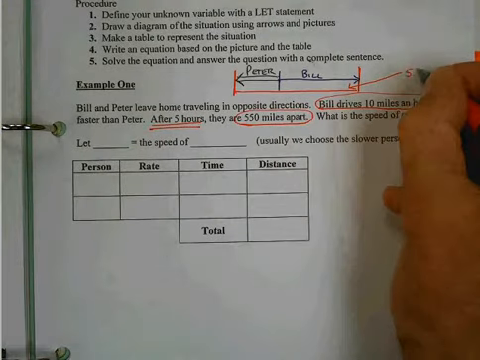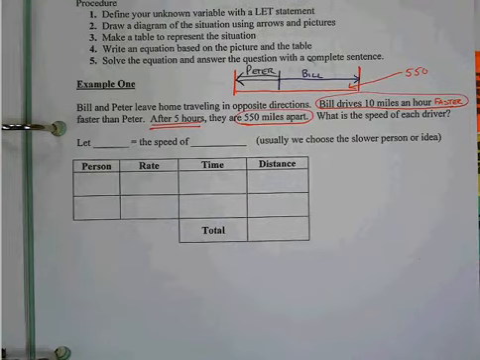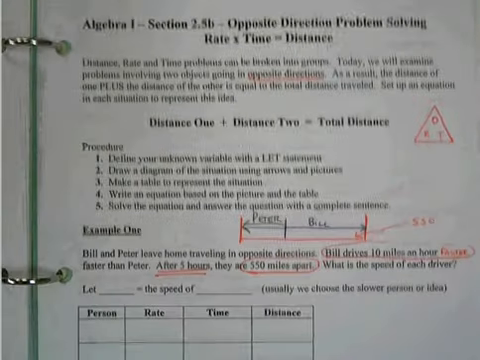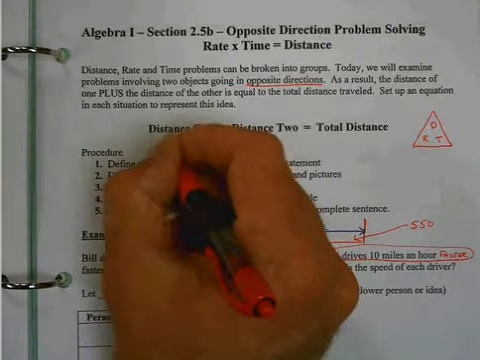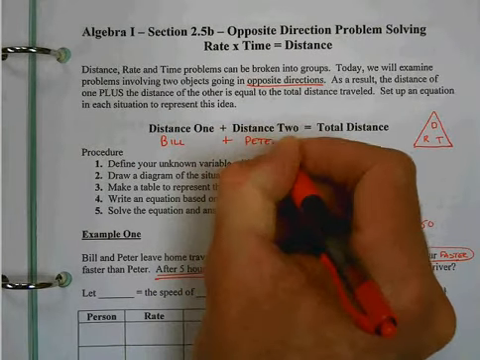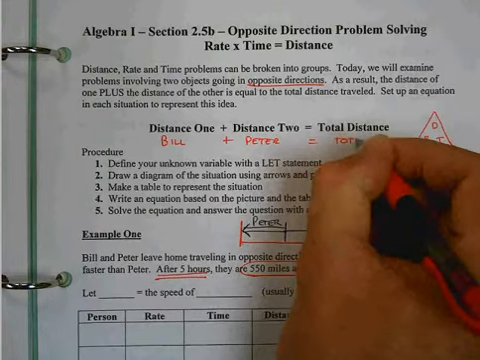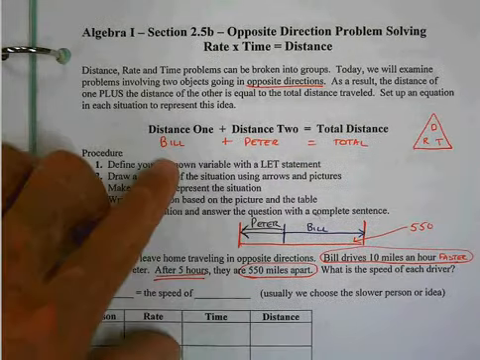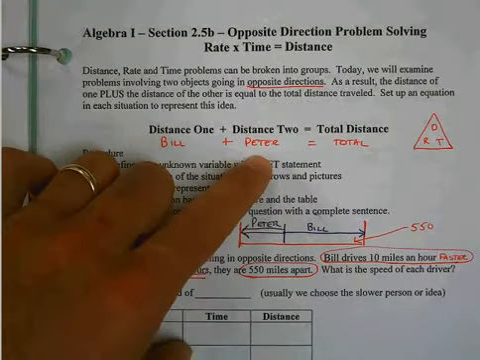550 miles. And I know it seems kind of awkward to draw a picture like that, but drawing a picture like that will hopefully help you see that idea. Now, we come back up to the top. Now let's fill it in. Here's Bill plus Peter equals total. So we have to figure out what is Bill's distance, what is Peter's distance.